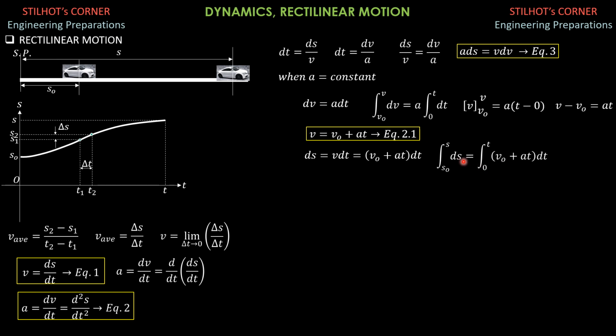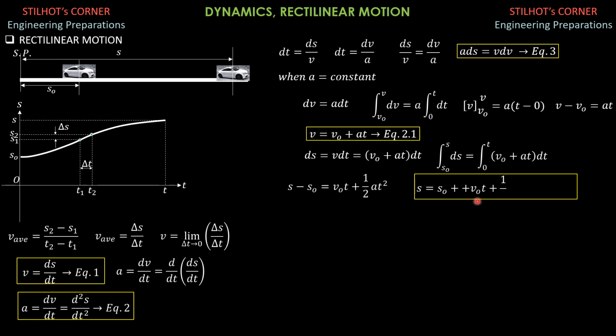So the integral of ds is s, with limits s₀ to s, so this is s minus s₀. Then the right side, the integral would be v₀t plus 1/2 at². So s minus s₀ equals v₀t plus 1/2 at². So we can develop another formula for the case where acceleration is constant: s equals s₀ plus v₀t plus 1/2 at². Call that equation 1.1 because it comes from equation 1.